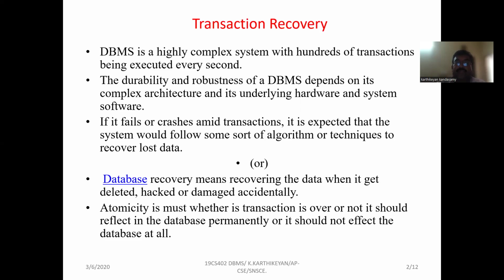So if a transaction fails or crashes, the system is expected to follow some sort of algorithm. This technique is called recovering lost data, or database recovery, which means recovering data when it gets deleted, hacked or damaged accidentally. Atomicity is a must: whether a transaction is completed or not, it should be reflected in the database permanently or should not affect the database at all.